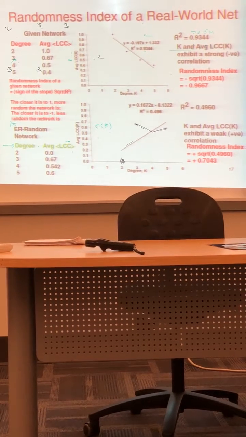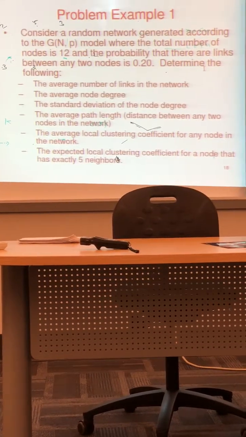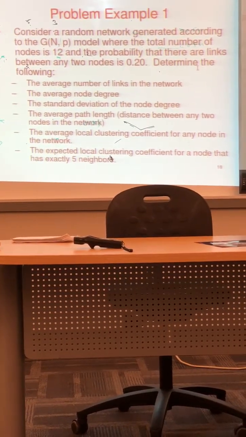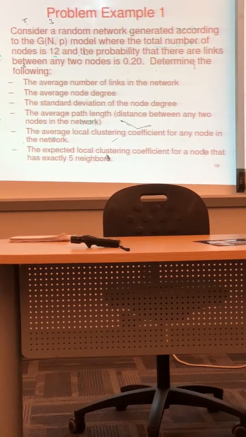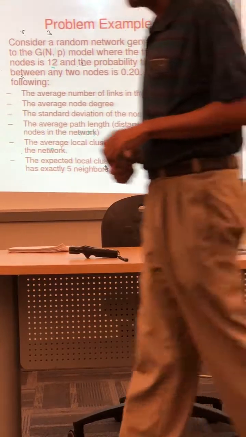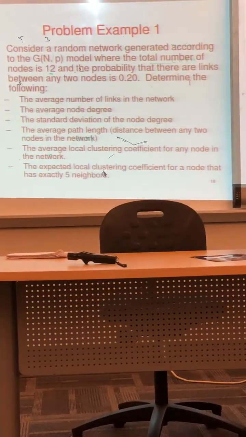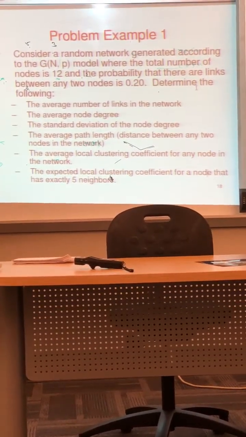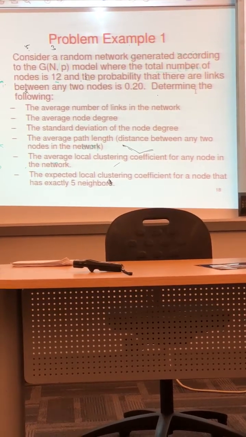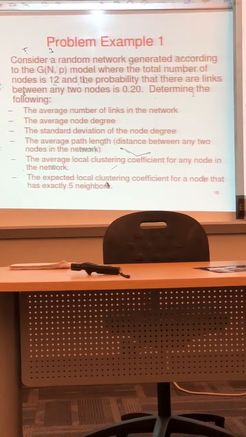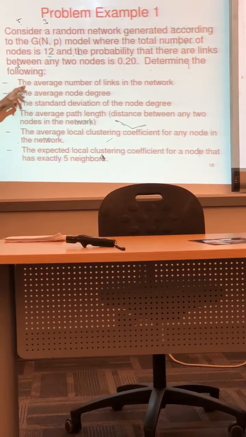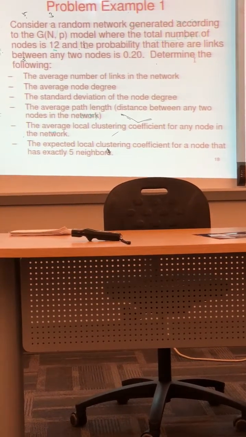Alright, so some more math problems. Consider a random network generated according to G(N, P), that is, a graph with a certain number of vertices and link probability P. So that's the ER model. The total number of nodes is 12, so N is 12, and link probability P is 0.2. So just to review everything about random networks, find the average number of links. So how do we find the average number of links with this given information?